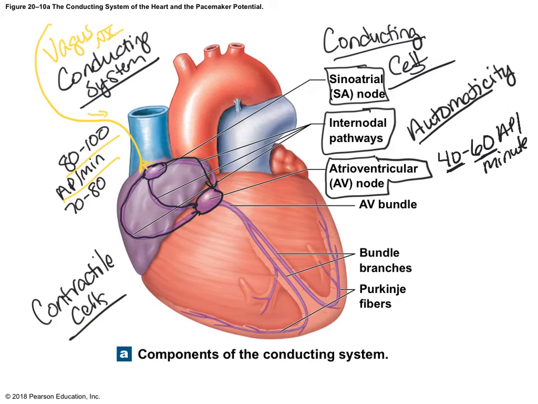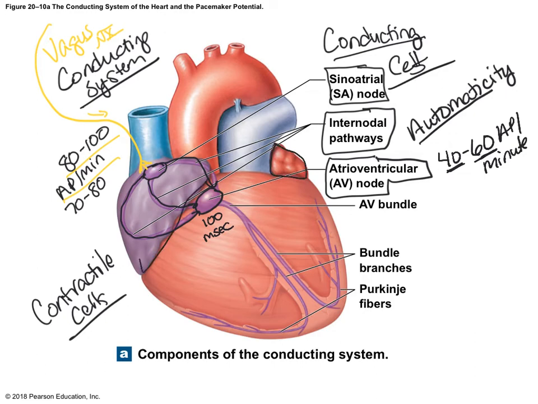And we don't need to see this. But if the SA node gives out, then the AV node will take over. So from the AV node here, I should note that as soon as the action potentials get to the AV node, there is a 100 millisecond delay. And during that 100 millisecond delay, the atria are going to contract, right?